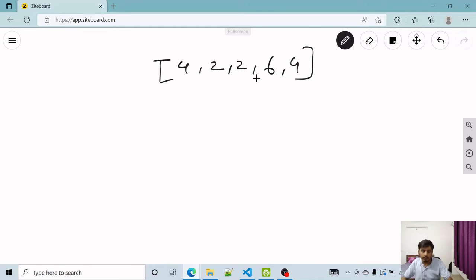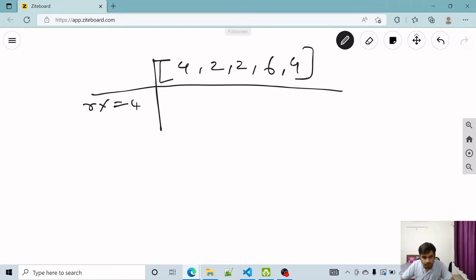All right, let's understand the optimized approach. Let me write down the array. Just like in the previous question, where we were keeping a running sum, here we'll keep a running XOR, initialized as 0. Now, 0 XOR 4 is 4, 4 XOR 2 is 6, 6 XOR 2 is 4, 4 XOR 6 is 2, and 2 XOR 4 is 6.